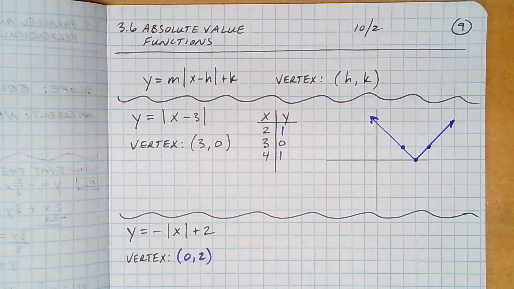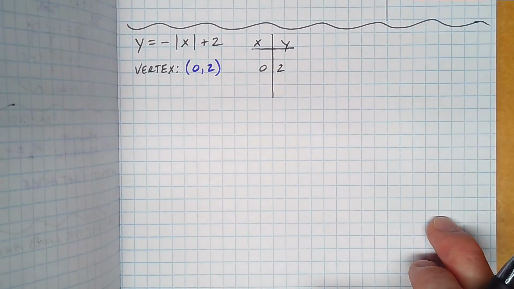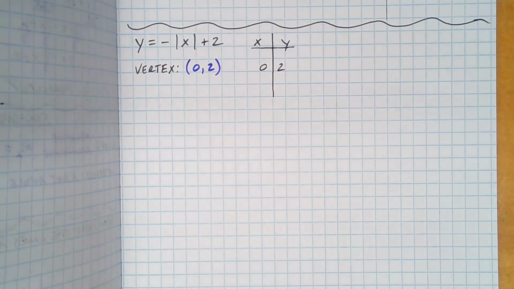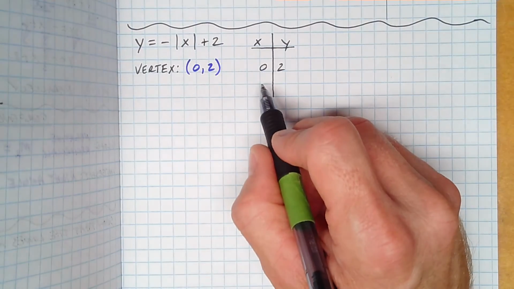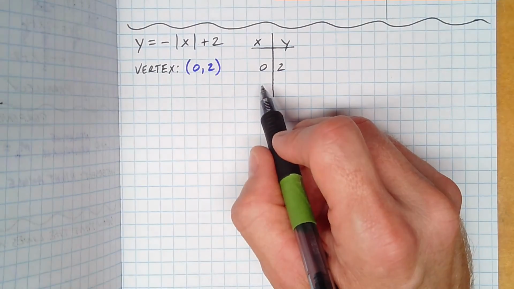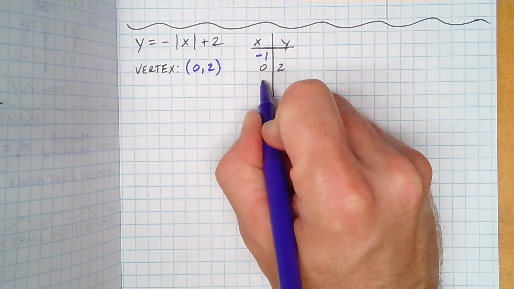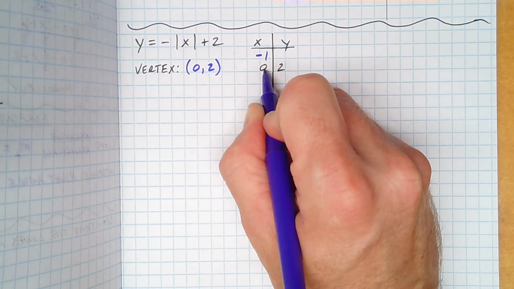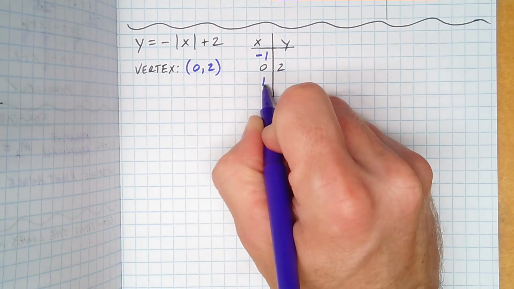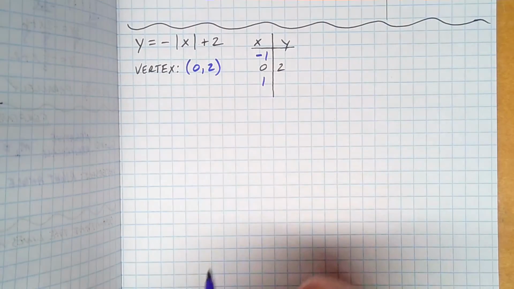Next, we're going to set up the XY table. All right, my XY table is going to look like this. I'm going to put (0, 2) in the middle, and I want you to write down just the x values that we're going to plug in to set up the rest of our table. All right, hopefully you wrote negative 1 and 1, because negative 1 is one number less than the x component of our vertex, and positive 1 is one more than our vertex.